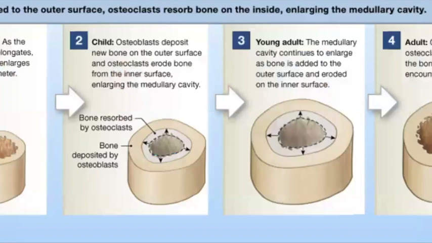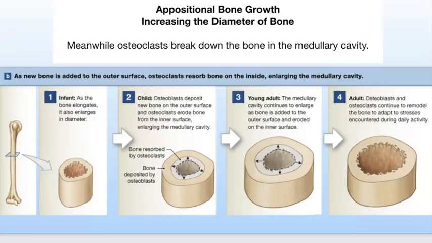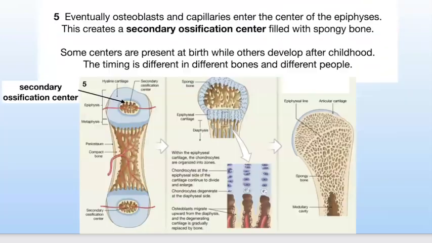So now we're going to go back. One more word on increasing the diameter of bone. Meanwhile, osteoclasts break down the bone in the medullary cavity. So that was just an aside on how the diameter of a bone increases. Now back to the lengthening of bones.